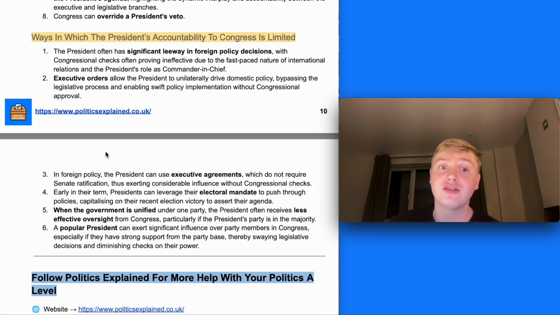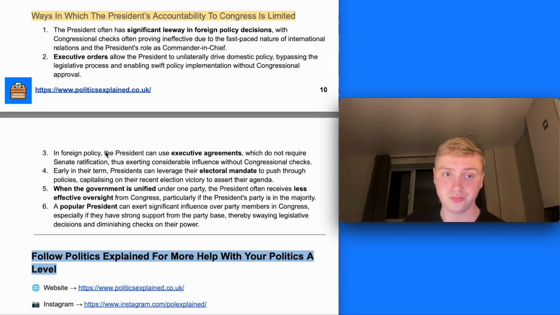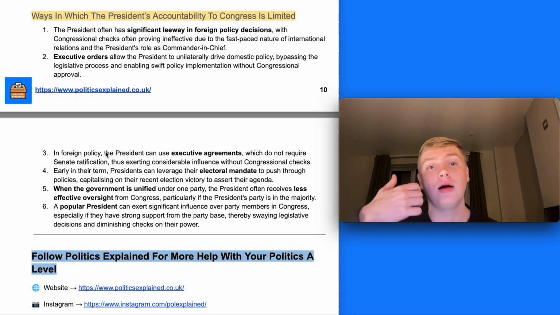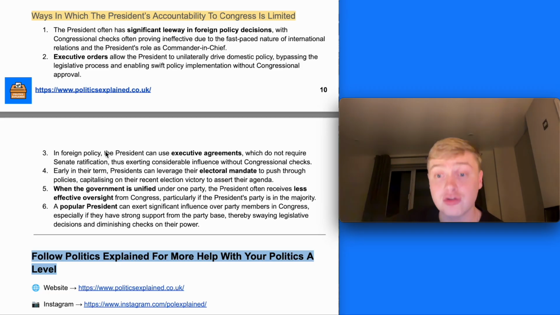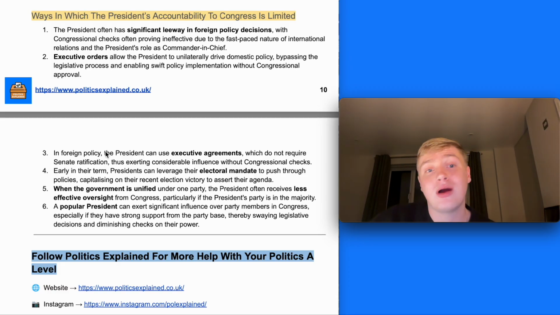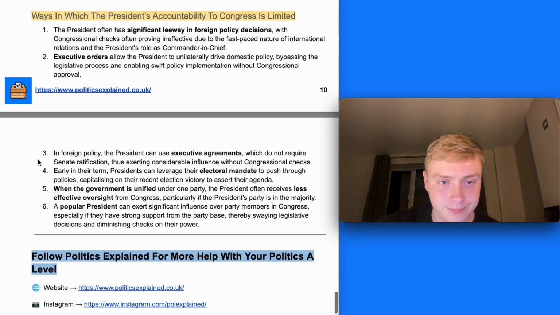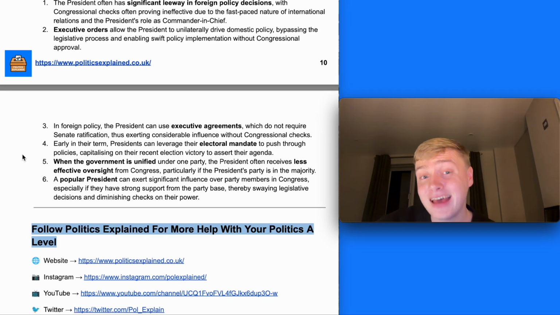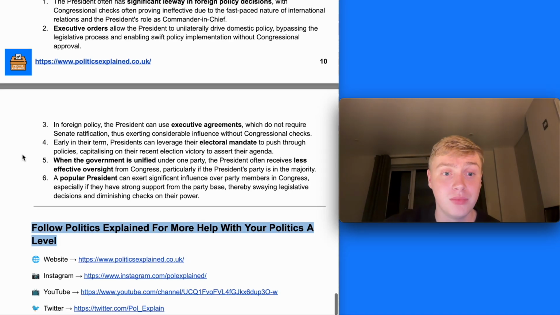In terms of ways in which the president's accountability to Congress is limited, the president often has significant leeway in foreign policy decisions, drawing from the fact that they're commander-in-chief, and the fast-paced nature of international relations and often having to respond to immediate threats means that congressional approval isn't sought. Executive orders allow the president to act unilaterally to drive domestic policy without congressional approval. In foreign policy, they can do the same with executive agreements, which don't require Senate ratification as treaties do.